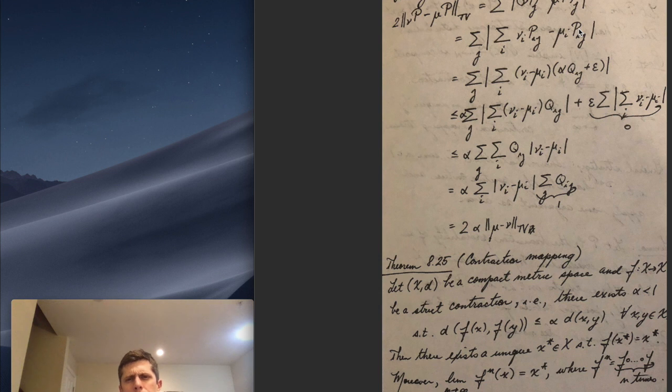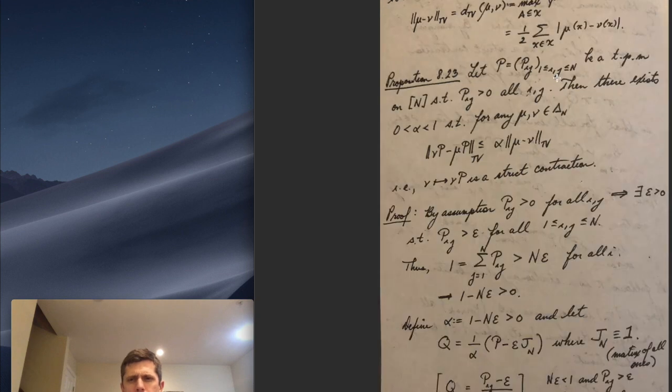Okay? And so that's just the definition. This is rearranging. We've defined Qij so that this relationship holds. So pulling alpha over here, adding epsilon, Pij is equal to alpha Qij plus epsilon.